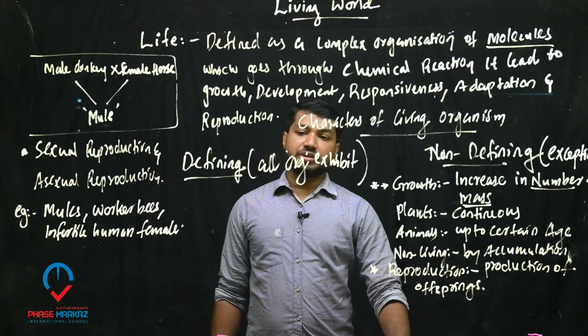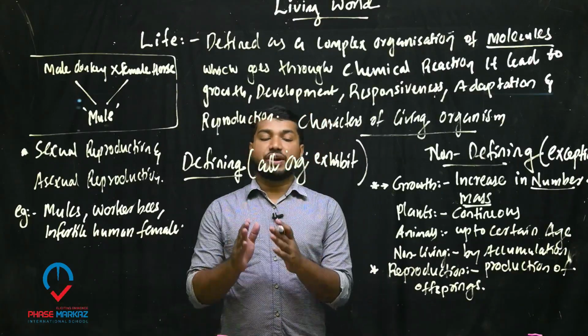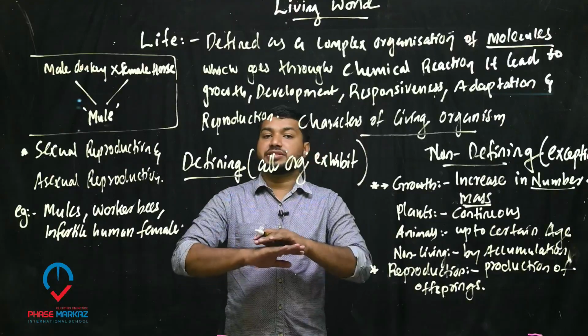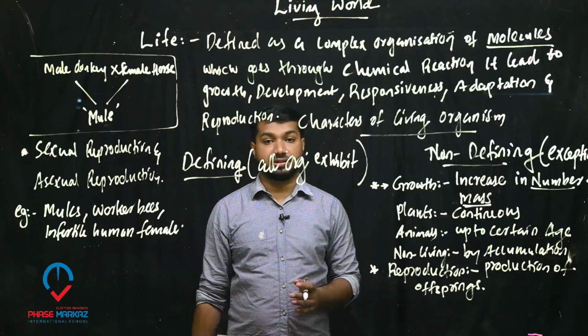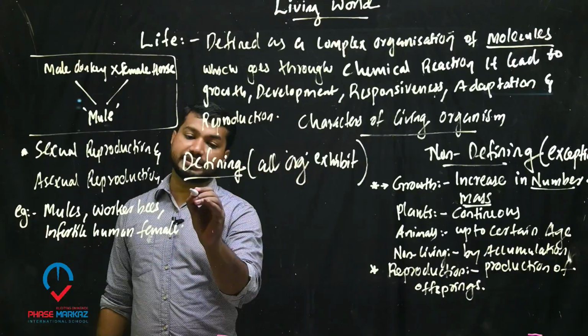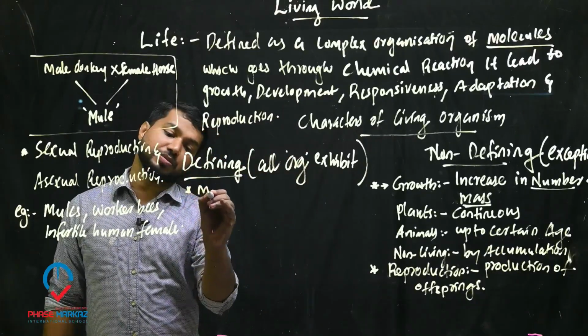Okay, so the next thing we are going to discuss is the defining character. A defining character means there is no exception. All living organisms should have the same character, right? So for the defining character, the first one is metabolism.